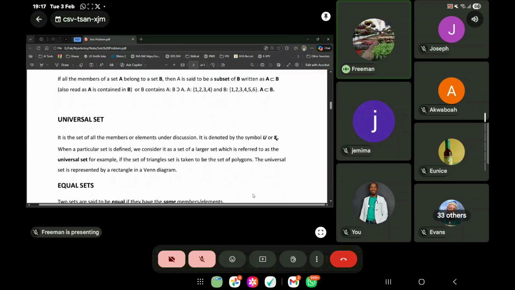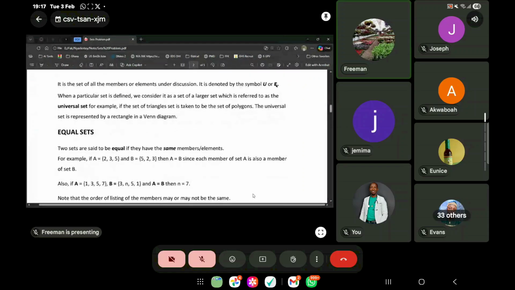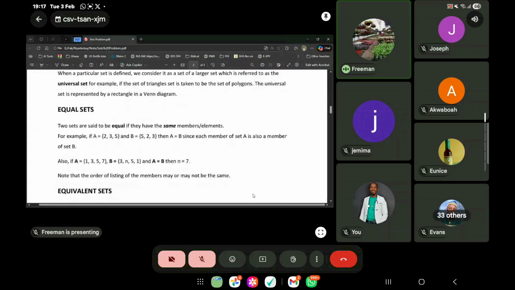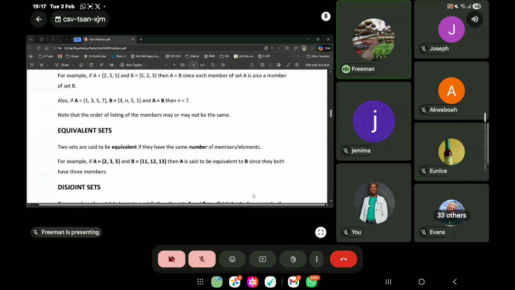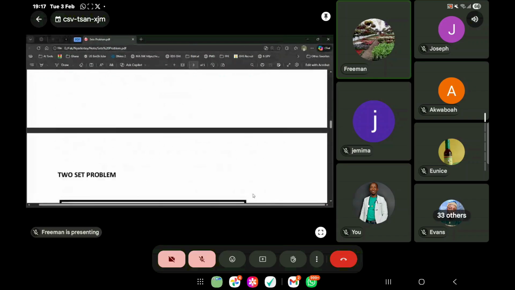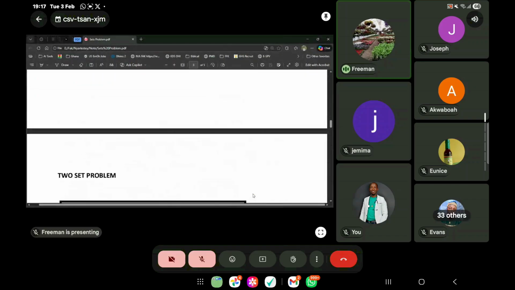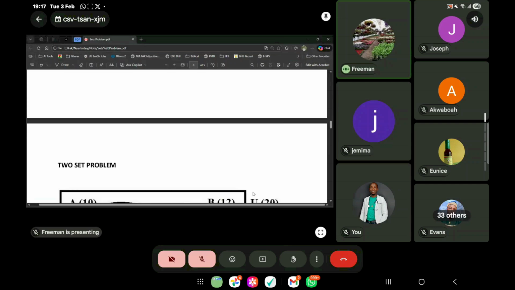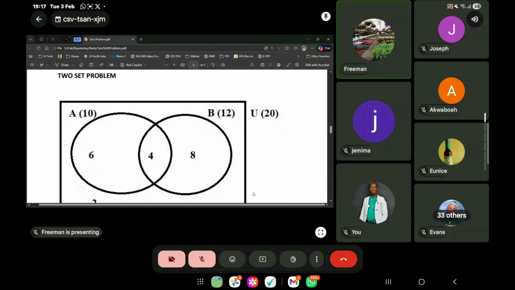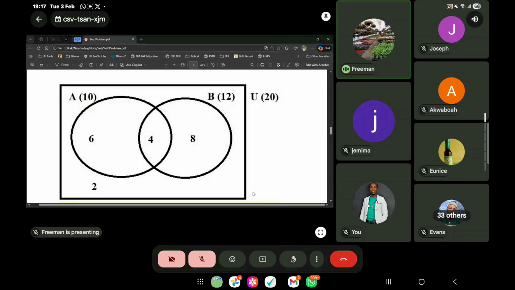We also looked at universal sets. We talked about the equal sets, equivalent sets, disjoint sets, and now we are going to the demonstration. So we have two sets problem. So listen to this.